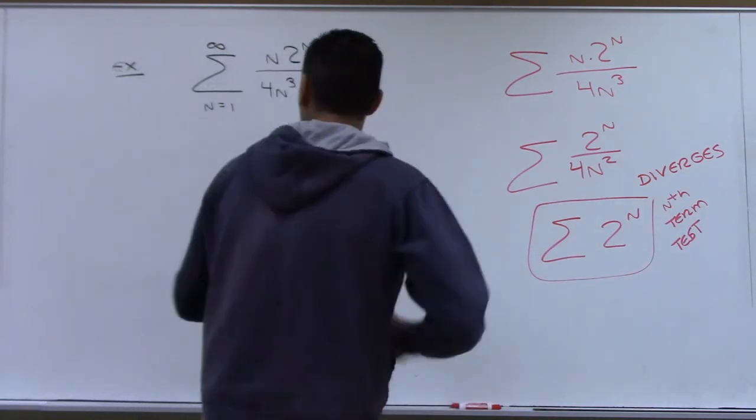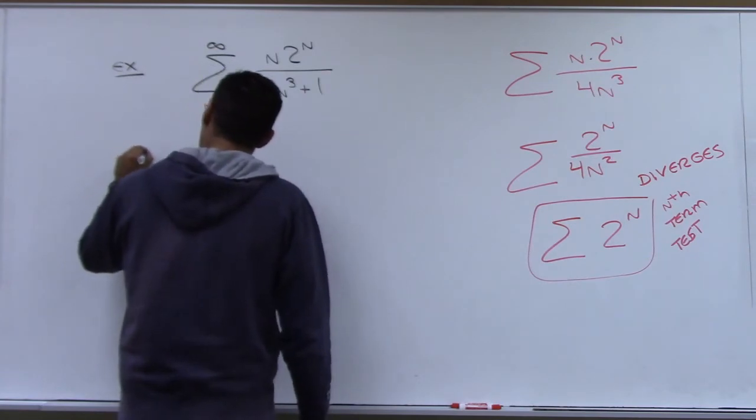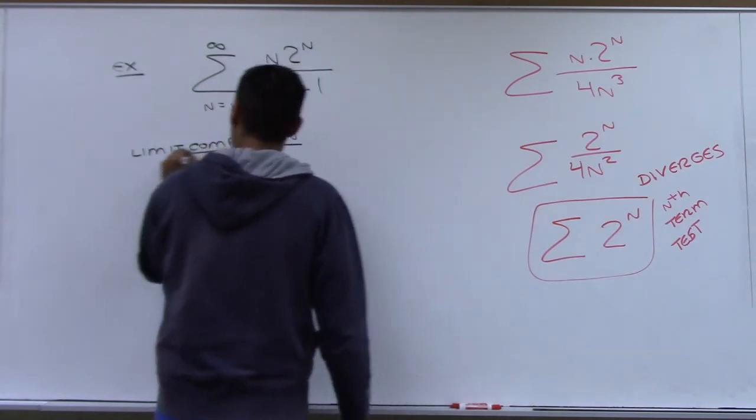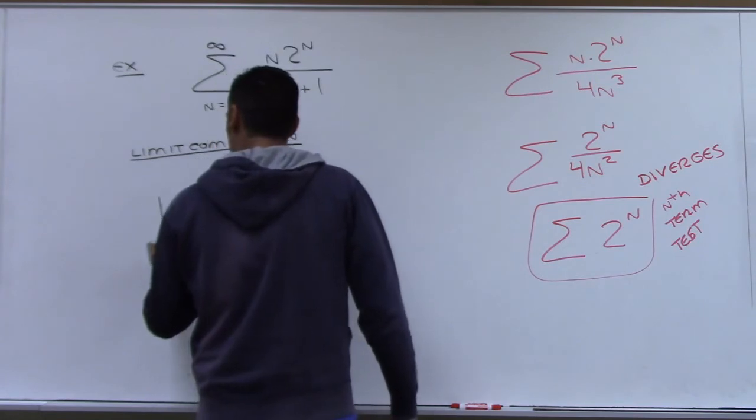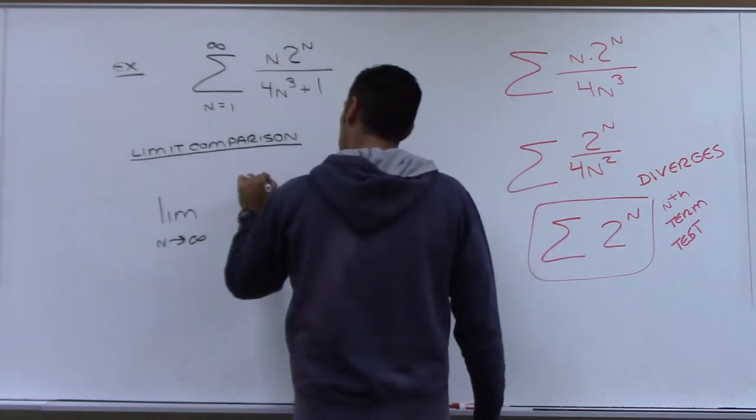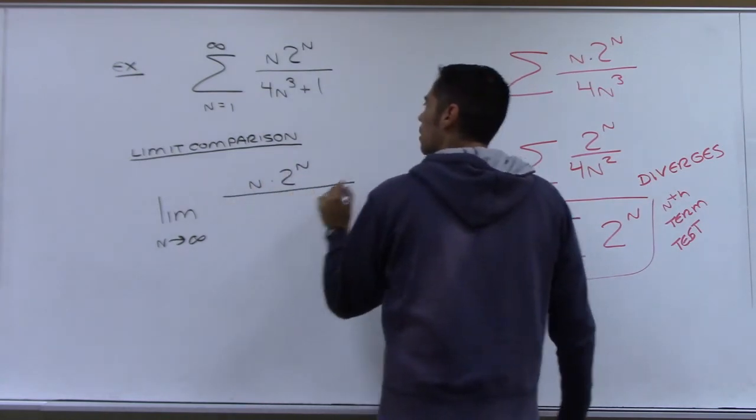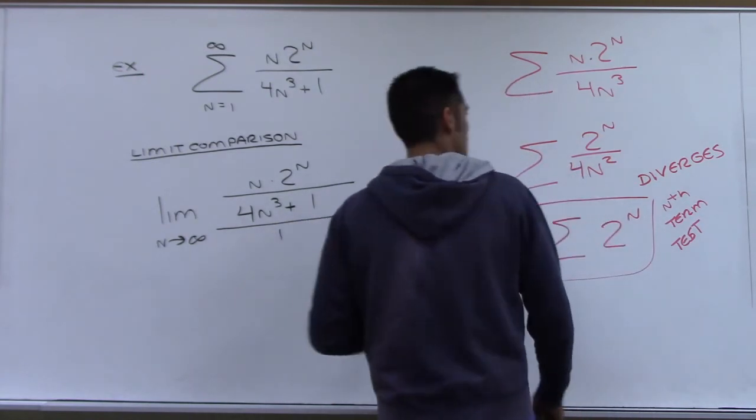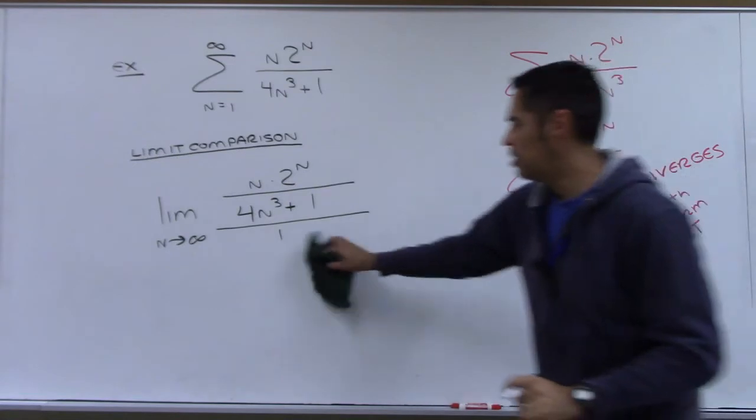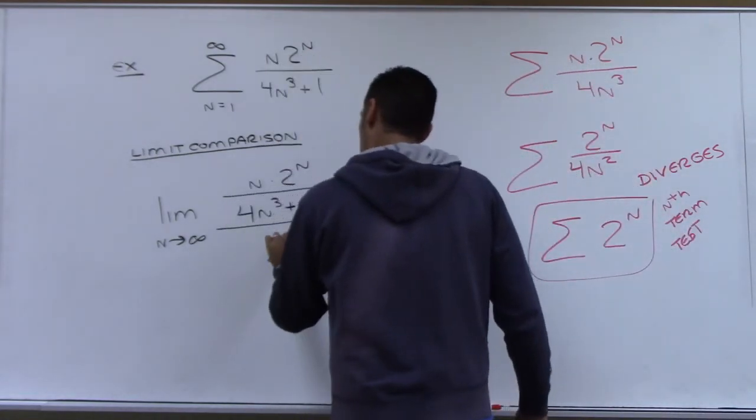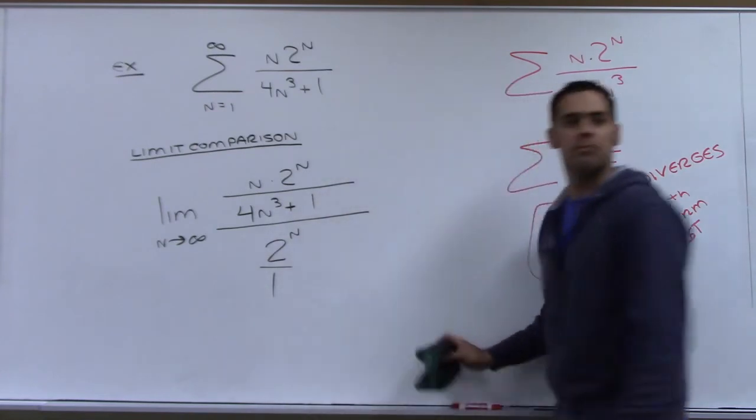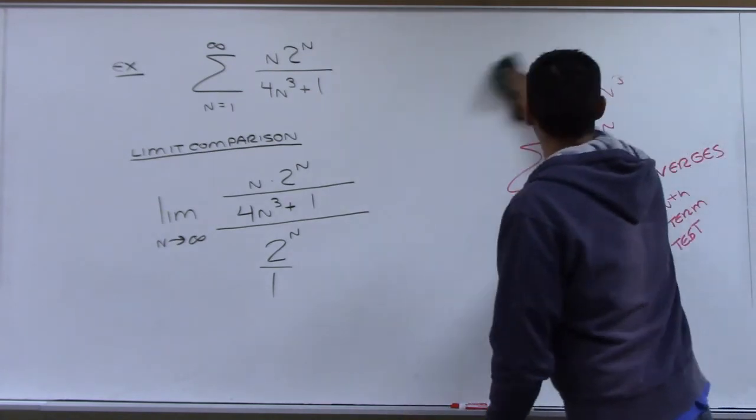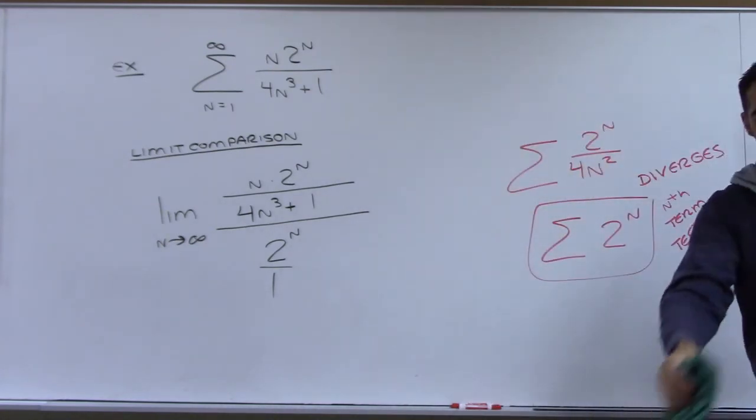I have my doubts whether or not we're going to get it on this. Limit comparison. So I'm going to take the limit as n goes to infinity of n times 2 to the n over 4n cubed plus 1 over, wait, not 1 over. It's just 2 to the n, which you could say is over 1. And when I flip, oh yeah, it's going to work. No, it's going to fail. I'm not going to get a positive constant.